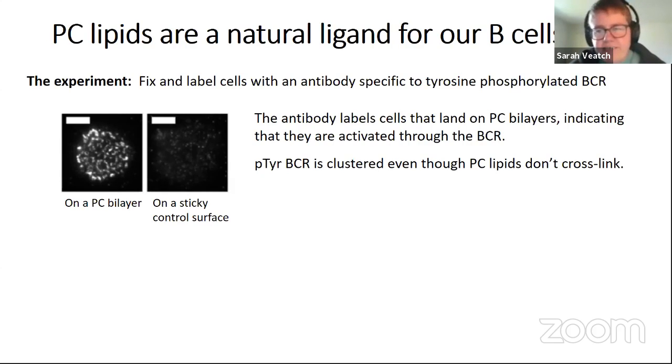One thing that's interesting from these pictures is that you can see this B cell, the active B cell receptor at least, is very clustered on the cell surface. And that happens even though the PC lipid is doing nothing actively to cross-link these things. It's a monovalent ligand. And so the cell is doing this clustering on its own. And how this happens is well documented in the literature, but still pretty striking.